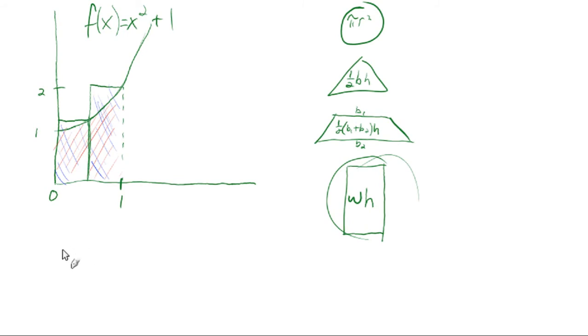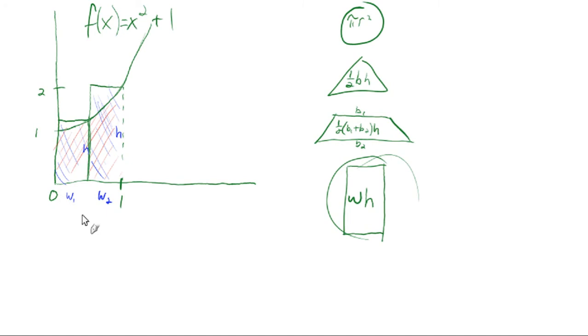So let's find the area of those two rectangles. Let me just use blue. So the area of this is going to be the width of this rectangle, call it width 1, times the height of this rectangle. This will be the height on this side. And we'll have this width times this height, and then we'll have the area.